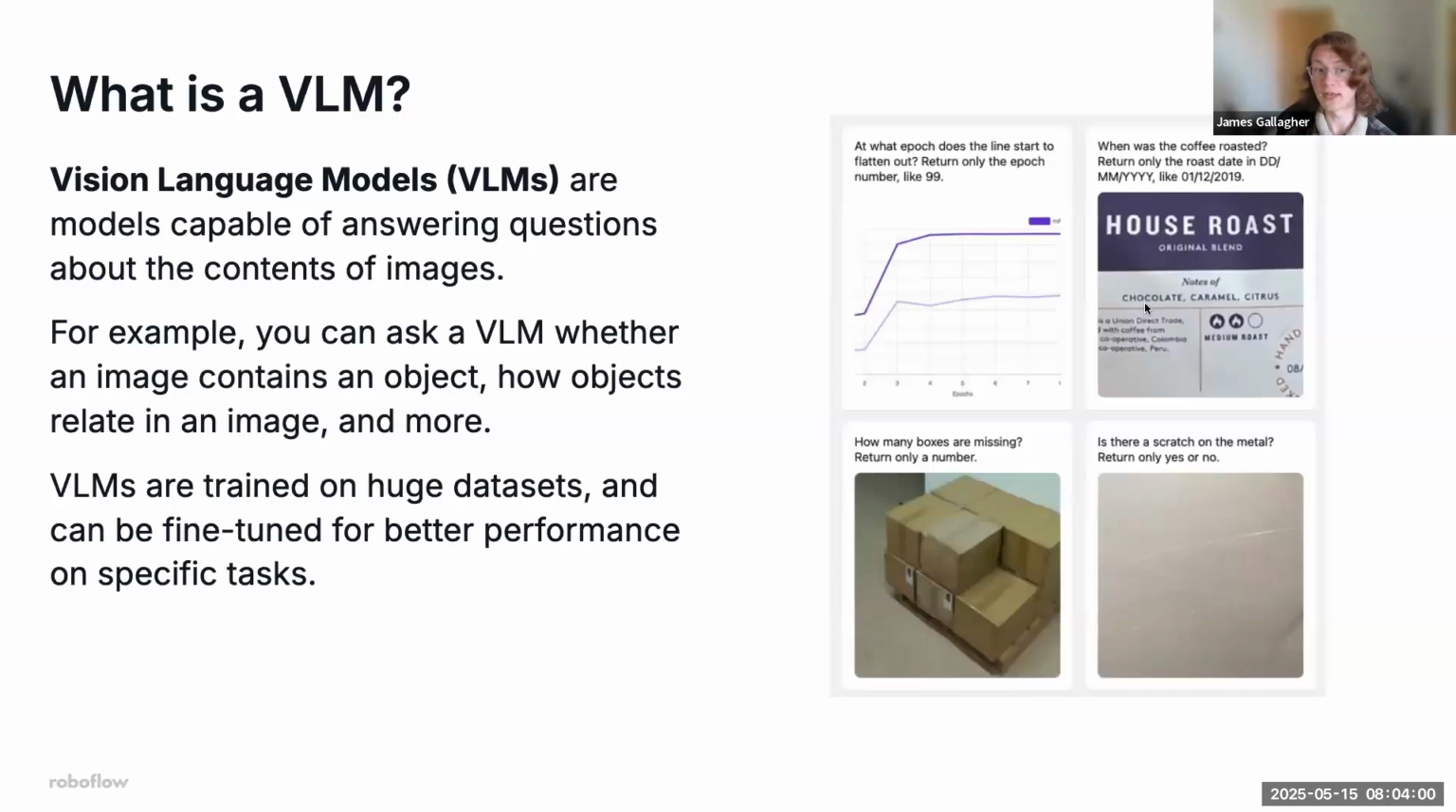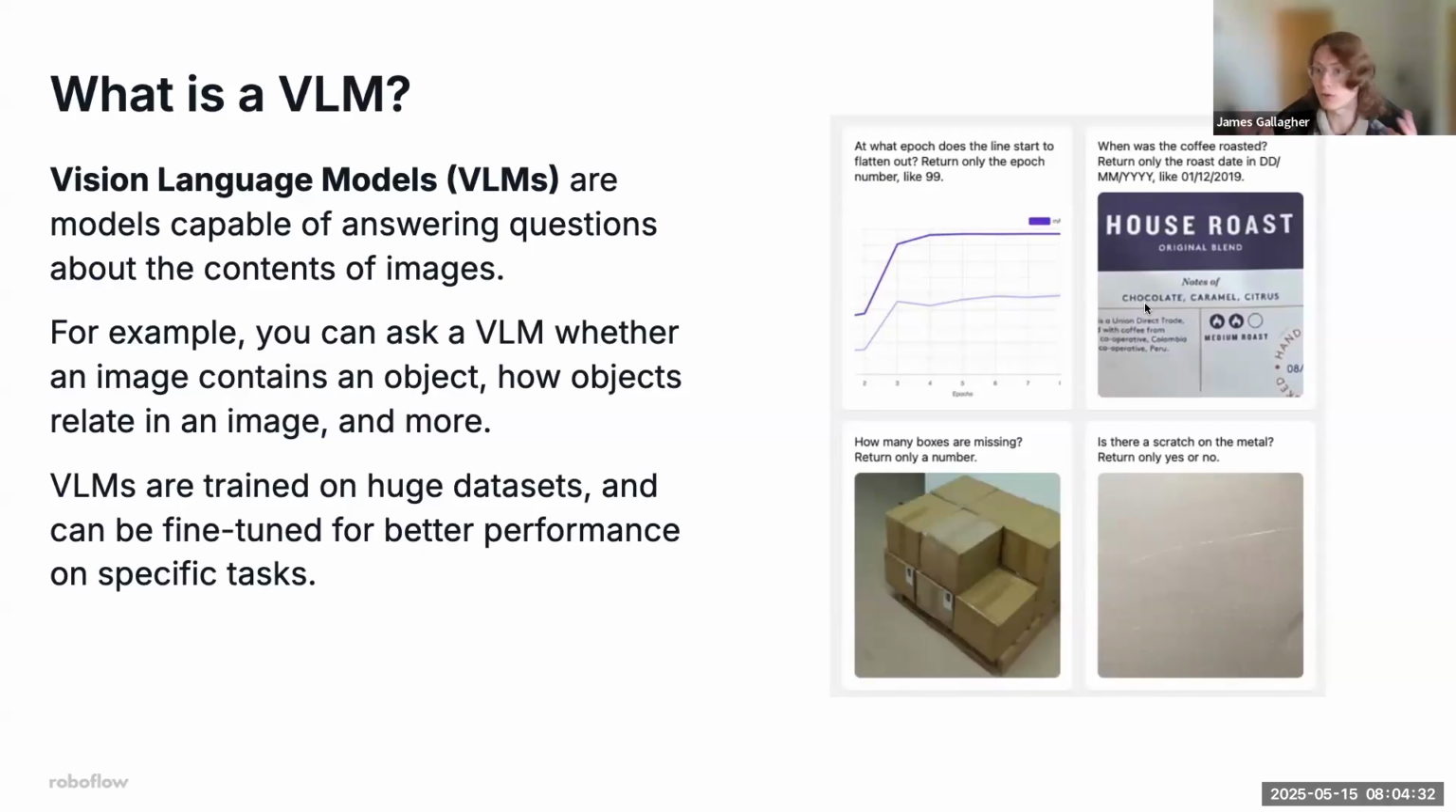So the first question is, what is a VLM? VLMs are vision language models. They're language models that are capable of answering questions about the contents of either one image or indeed multiple images, and in some cases, even videos. On the right here, we've got a few examples of prompts that you could ask a language model. Is there scratch on metal? What's a row state on a label? When does a chart start to asymptote? How many boxes are missing on a pallet of boxes? Really, if you have a question and an image, you can ask it to a vision language model.